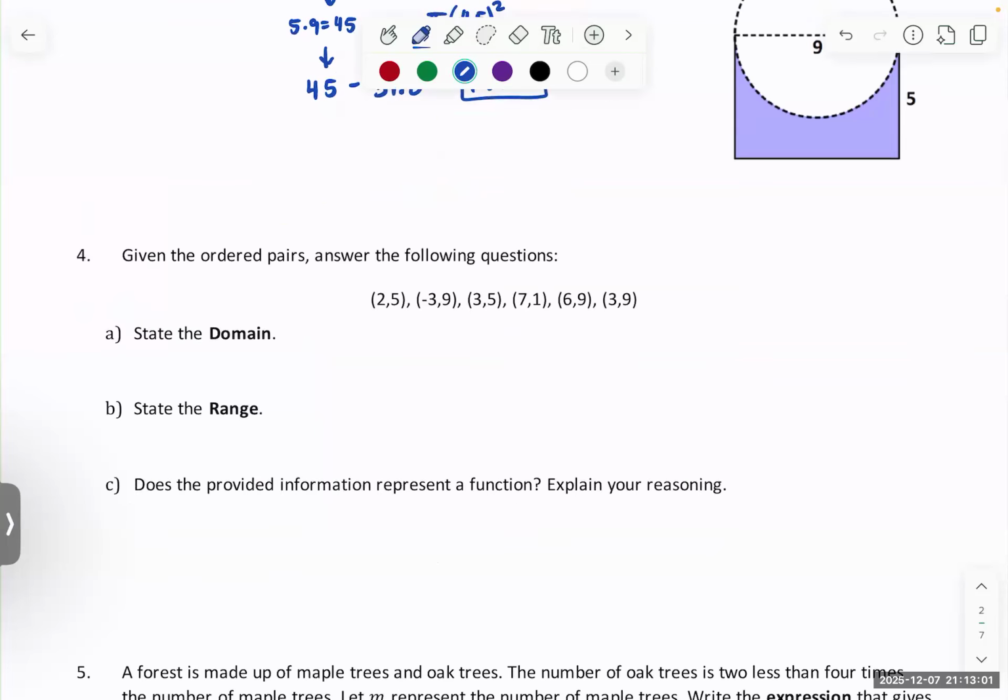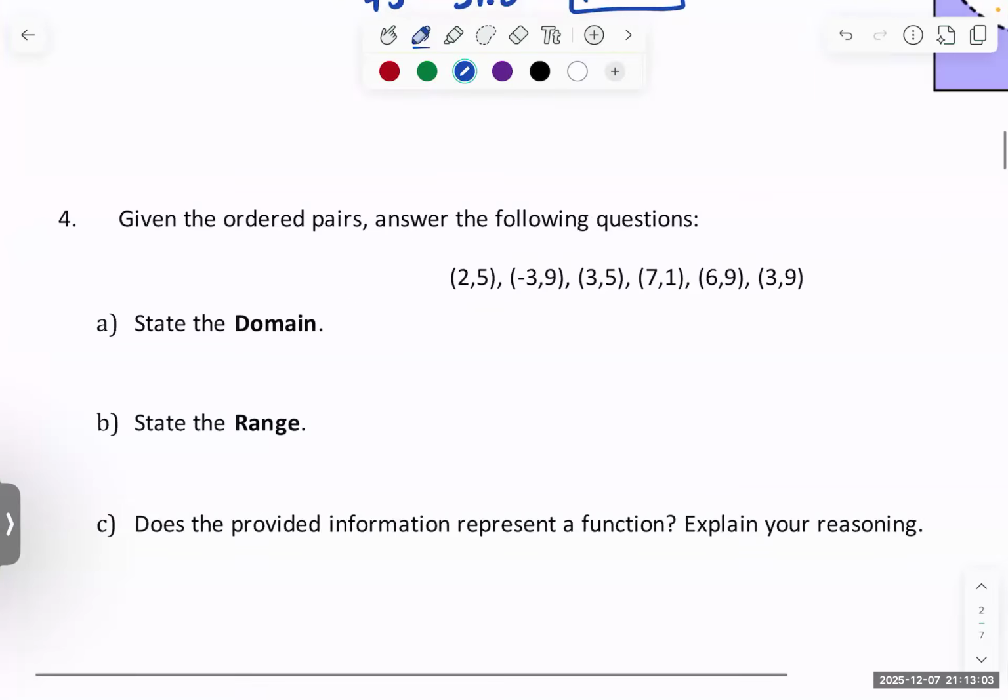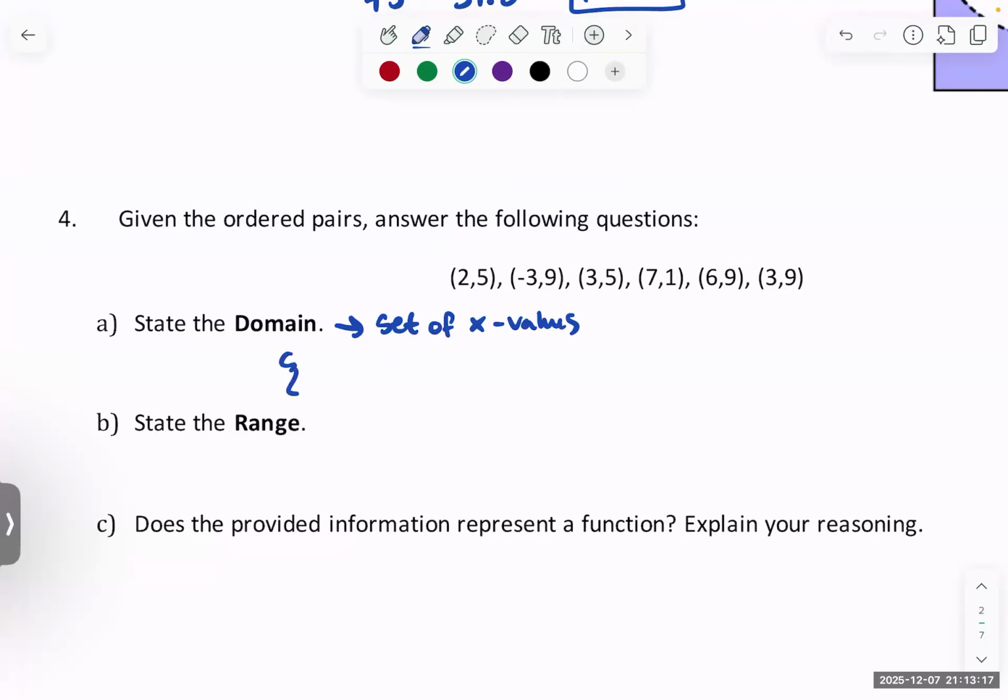Now for the next one. Given the ordered pairs, answer the following questions. Say the domain. The domain is the set of x values. So your set of x values is just going to be these, which I'll put in order: -3, 2, 3 is mentioned twice, which is fine. So 2, 3, -3, 6, 7.